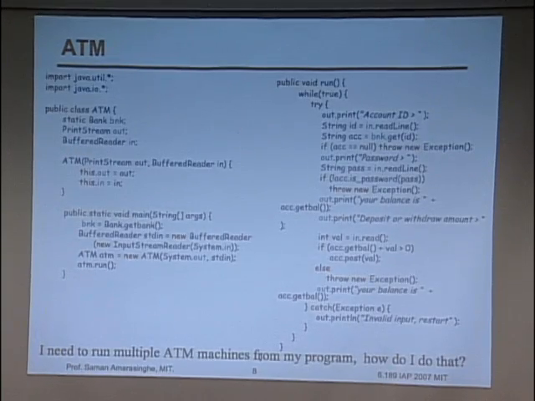So I need to run multiple ATMs. Assume I am in a place where I actually want to put 2 ATMs or 4 ATMs next to each other. So how do I go and do that?